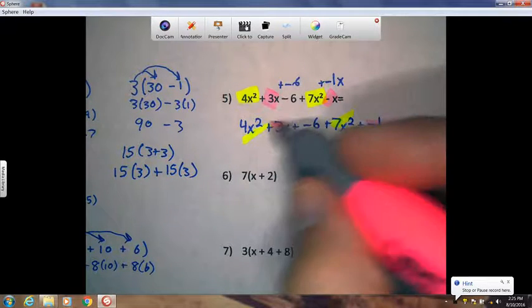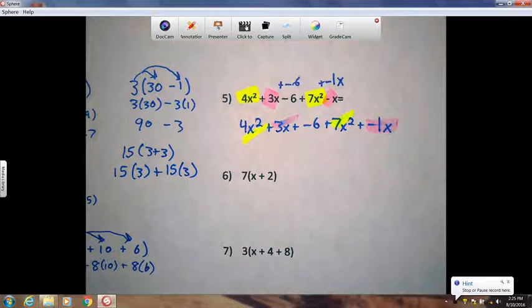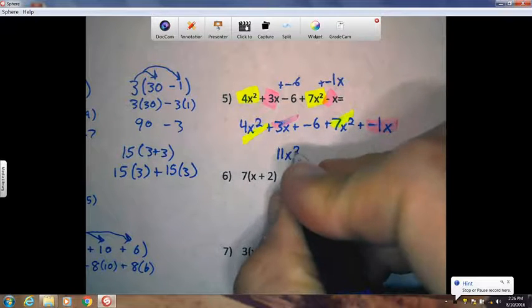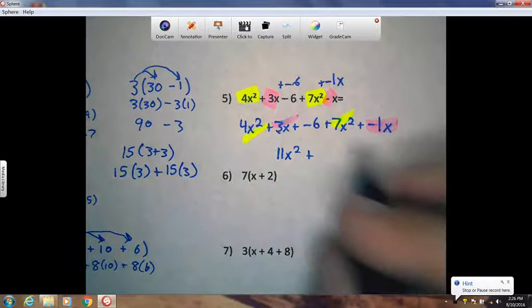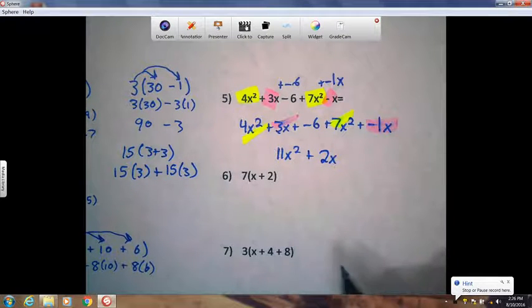from miscombining something. So now I'm going to look at my like terms. I have 4x squared and 7x squared, so I have 11x squared. My x's, I have 3x and a negative 1x, so that gives me 2x. And the only thing left I have is a negative 6.